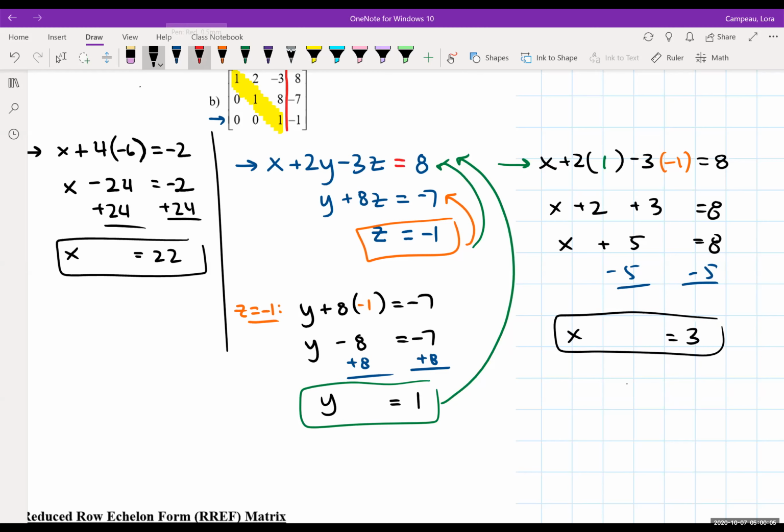So finally, for this part, our solution is the ordered triple. Remember that x comes first. So that's 3. Y comes second, that's 1. And z comes last. So that is -1. And that's how you use back substitution to actually solve the system of linear equations.